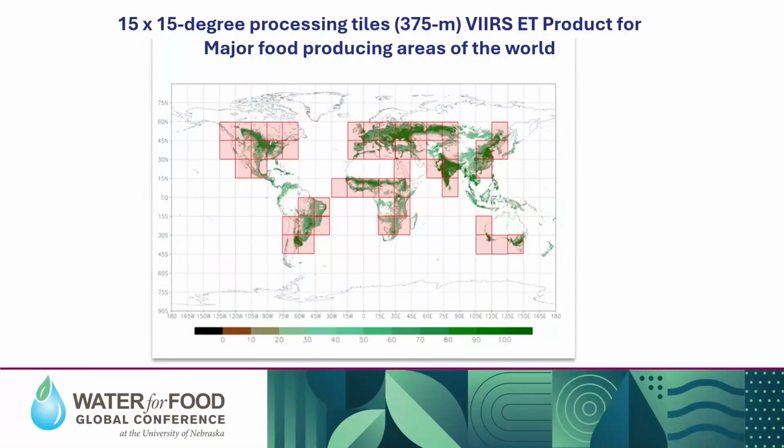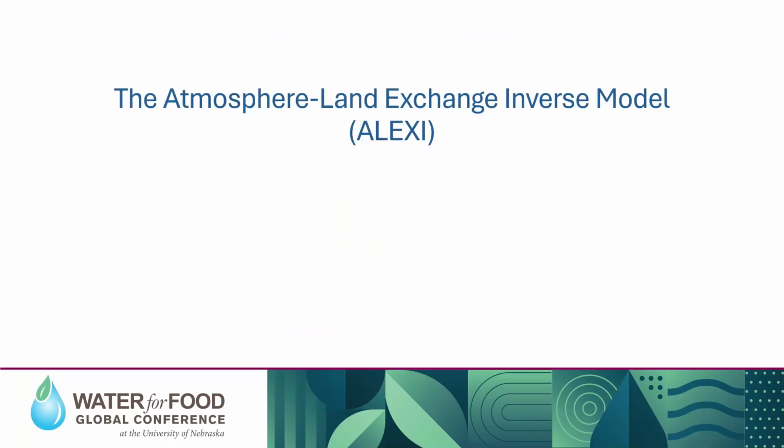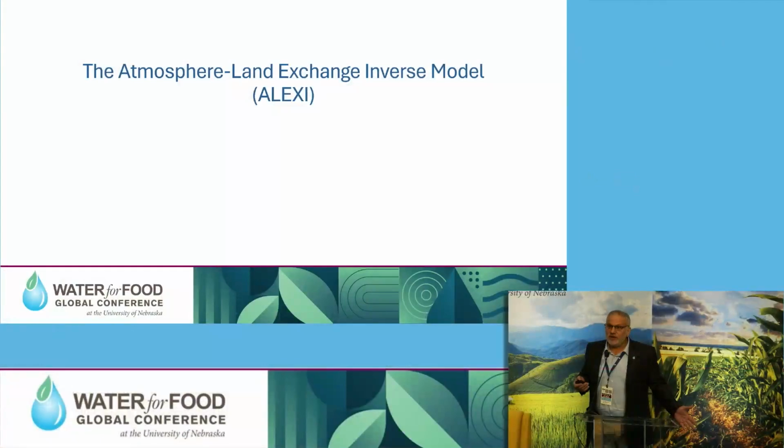So we divided what you saw in the previous slide into 15-degree tiles. And we're covering the major food producing areas in the world. Out of those tiles, we cover 21. So we are advancing and moving to cover more and more. And in the next slide, I'm going to explain now about ALEXI, the Atmosphere Land Exchange Inverse model.